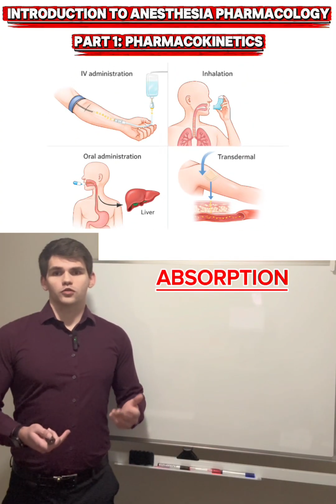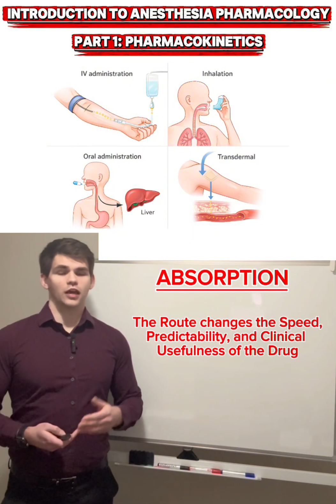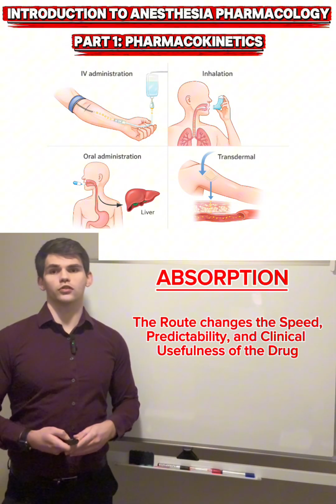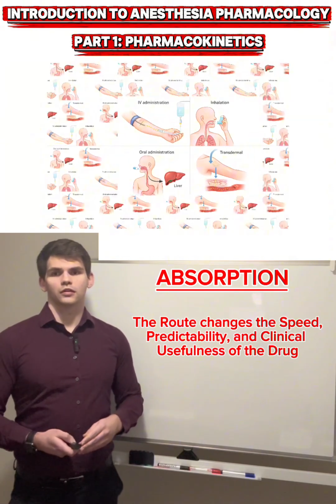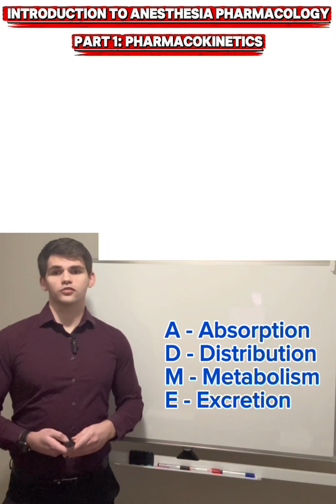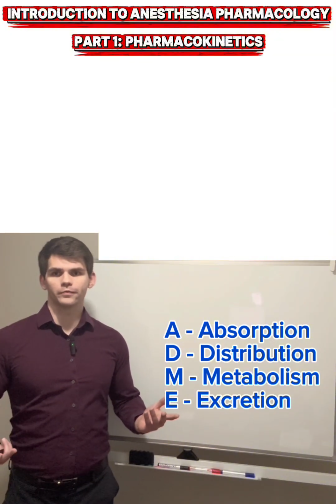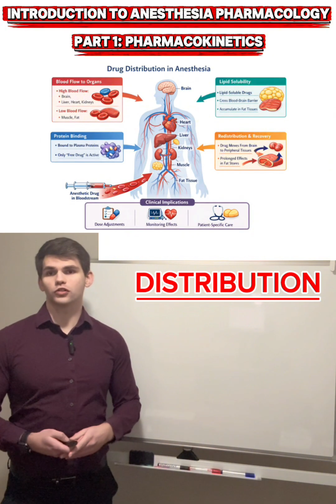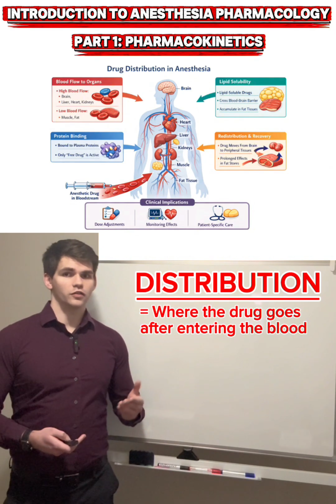The big idea with absorption is this. The route changes the speed, predictability, and clinical usefulness of the drug. So all four of those. Once the drug is in the bloodstream, the next question is, where did it go? That is distribution. So distribution is where the drug goes after entering the blood.